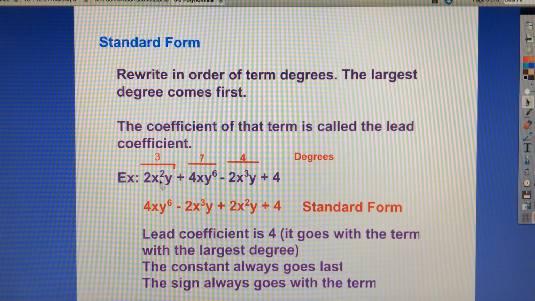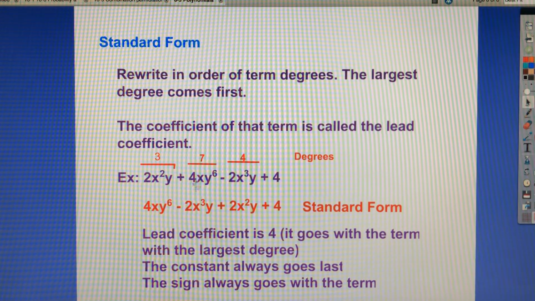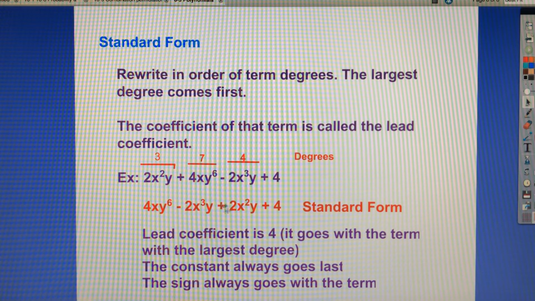2x squared y. I have a degree of 3, a 2 and an invisible 1. 4xy to the 6th. I have a degree of 7. Again, I have a degree of 6 and an invisible 1 with this x. Negative 2x to the 3rd y. That's a degree of 4. I have a 3 and an invisible 1. This is a constant. There are no variables. There are no degrees. I need to rewrite it in order of largest degree.